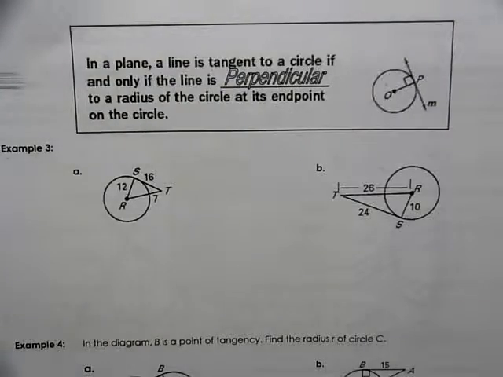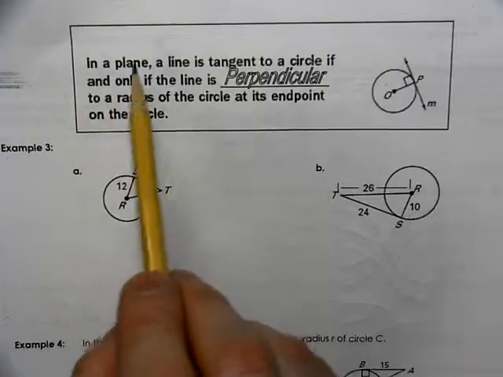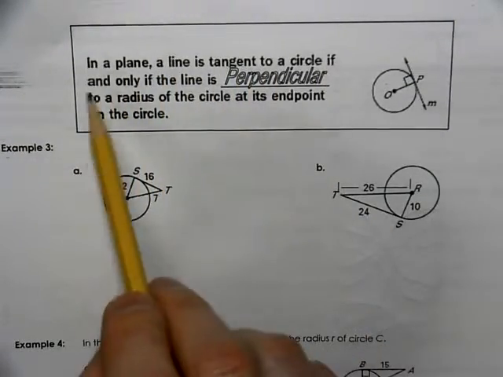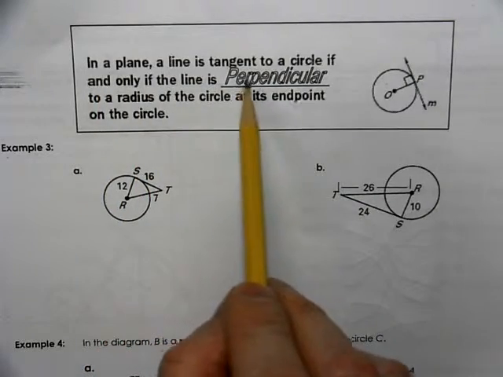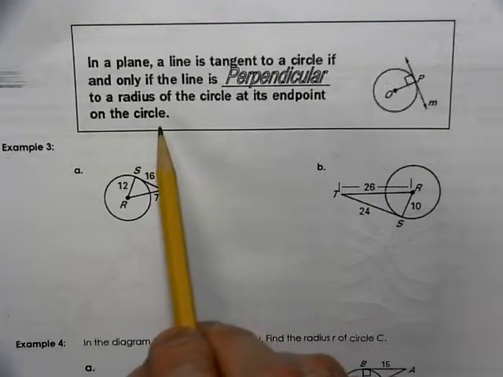So looking on page 13, we see our theorem that says that exact thing. In a plane, that means on a flat surface, a line is tangent to a circle if and only if it is perpendicular to the radius. It has to be perpendicular to the radius.